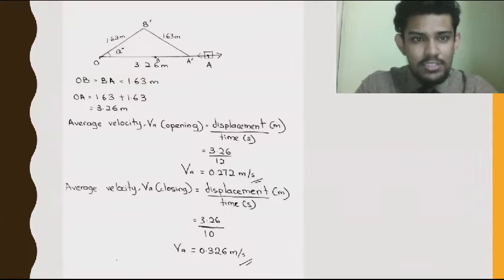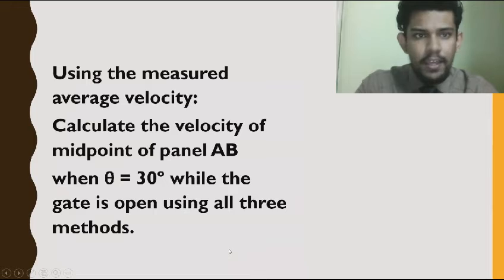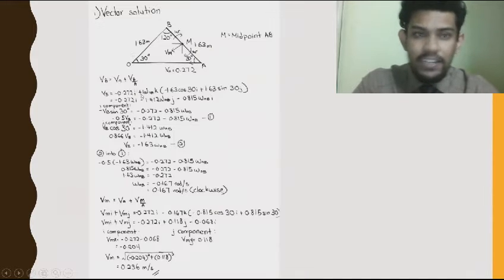Today, I would like to present the part which I did in this project. First, this is the displacement travelled by point A, 3.26 meters. I just divided it by the time. The opening time for the gate is 12 seconds, and for the closing is 10 seconds. So we divided by the time and then we get VA. The next one is the vector solution. Take the average velocity VA equals negative 0.272, and then add the VA/B equation.